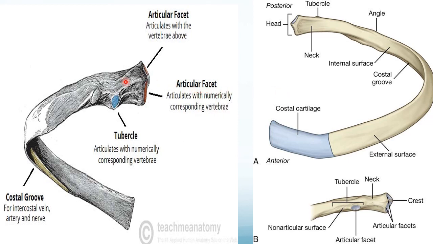This is the picture of the typical rib. Lateral to the costal tubercle lies the angle of the rib.